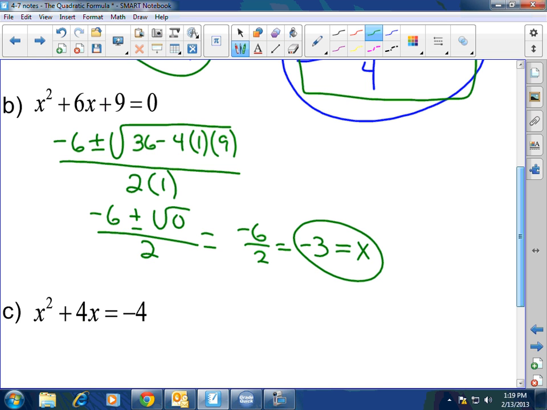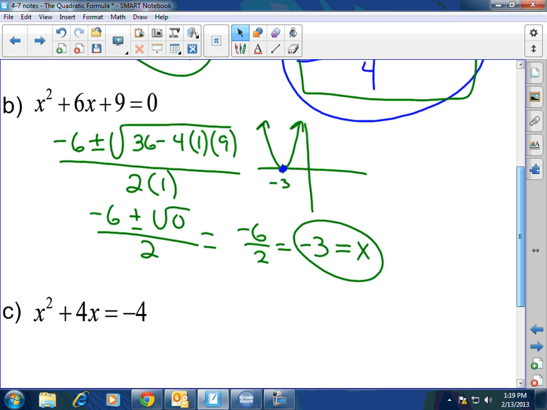So in this particular case, this is a parabola that just goes through one point. So it's going to look like that. It only touches at one point when x is negative 3. That's the only solution.